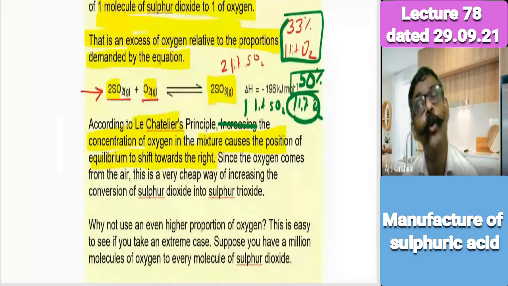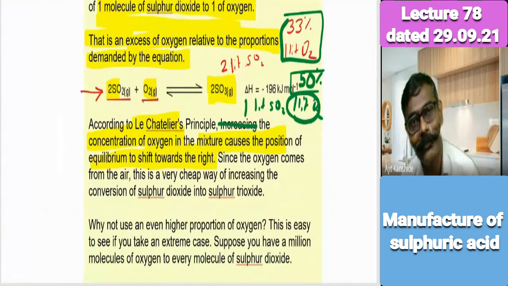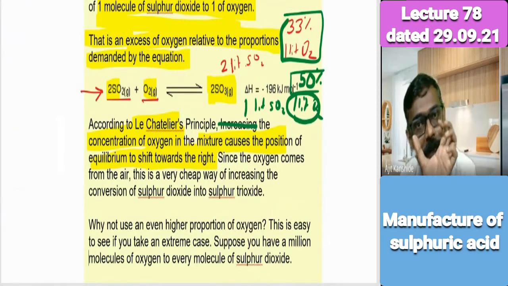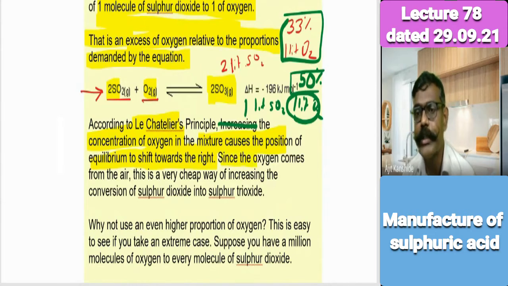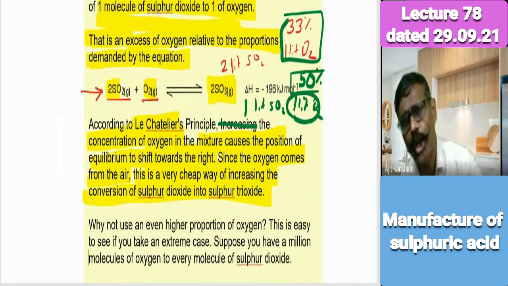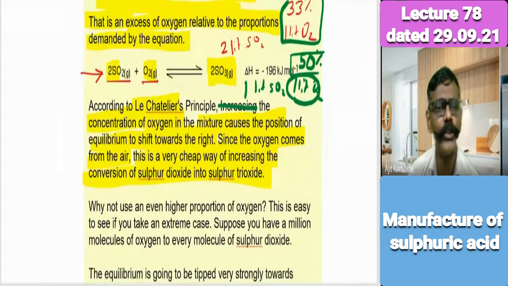Then one will say, why 1:1? Then increase to 1:2, take more oxygen. No, there is a limit for excess also. If there is too much excess, then only oxygen will blow over the catalyst. Therefore, it should be controlled, within a limit. See here, since oxygen comes from the air, this is a very cheap way to increase the conversion of sulfur dioxide into sulfur trioxide. Means when we take a higher proportion of oxygen, it is economically suitable and convenient, as oxygen is cheaply available.